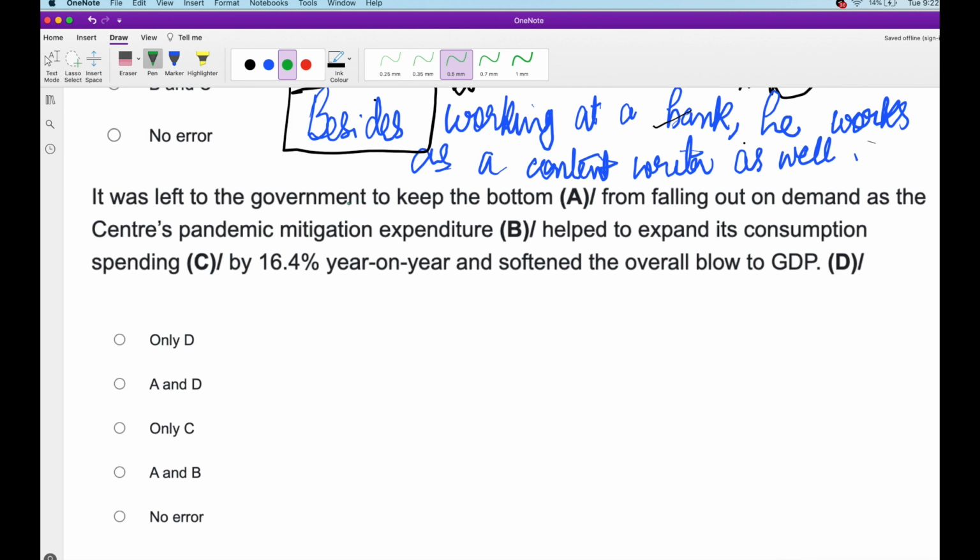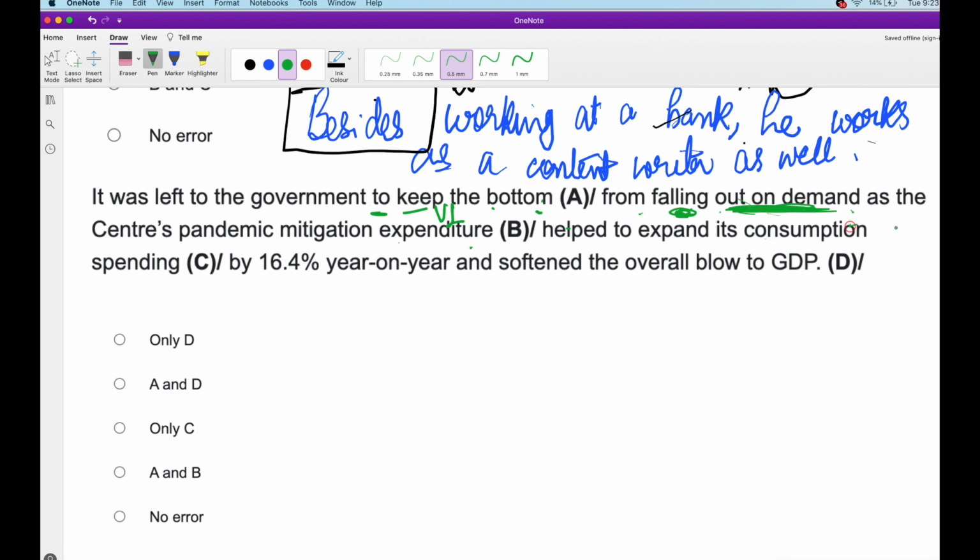It was left to the government to keep the bottom from falling out on demand. It was left to the government to keep, to plus V1, to keep the bottom from falling. Keep something from dash, which means what? To avoid the bottom from falling. So that the bottom does not fall out on demand, as the center's pandemic mitigation expenditure helped to expand its consumption spending. Okay, fine. Let's understand.